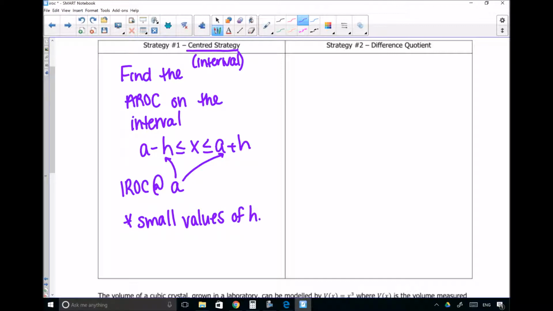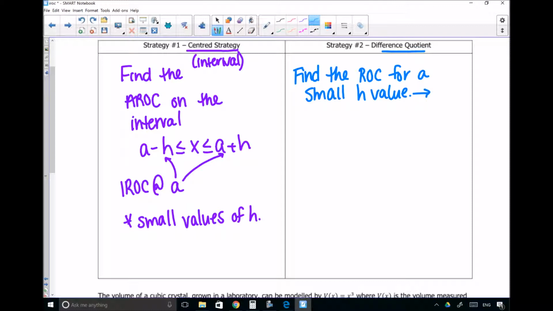Okay? To find the average rate of change in another way, this way right here is going to lend itself to calculus. So we're going to find the rate of change for a small h value again, where we're not going to do an interval a little bit above and a little bit below. We're just going to do a little bit above.